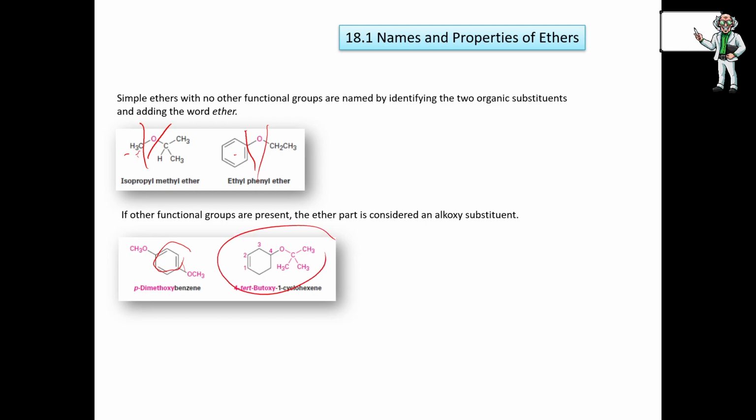Here, for example, we can use this as a substituent, and this will be a terbutyl. That means if we add oxy, it will be terbutoxy. Then we only have to name this. This will be cyclohexene, the double bond will be the main group, and if this is the main group, this will be position 4, 4-terbutoxy-1-cyclohexene.